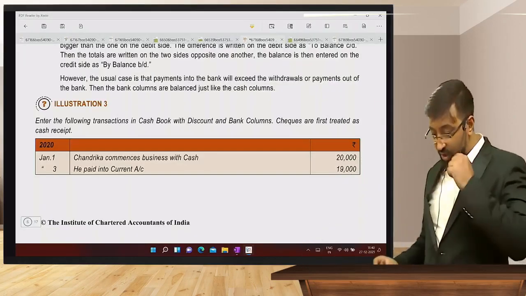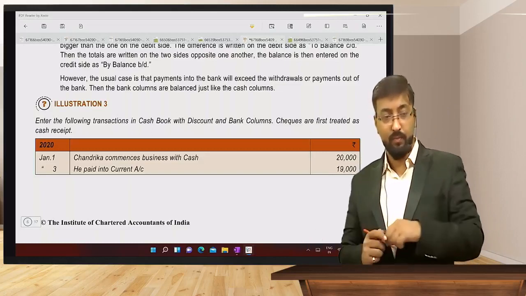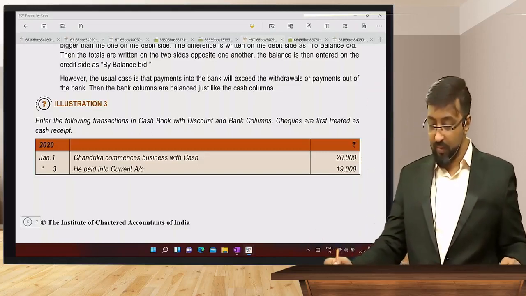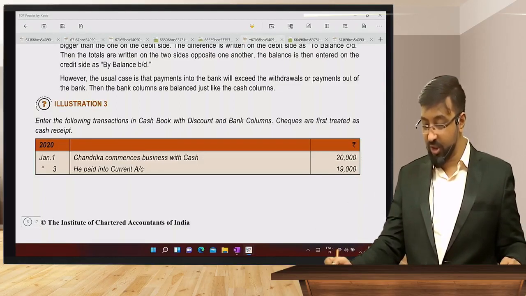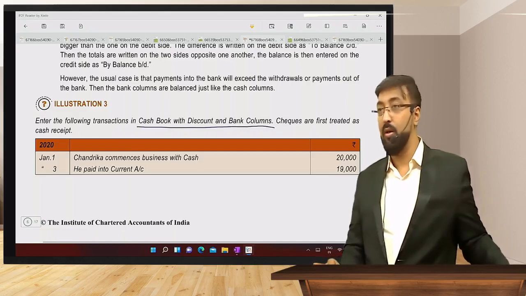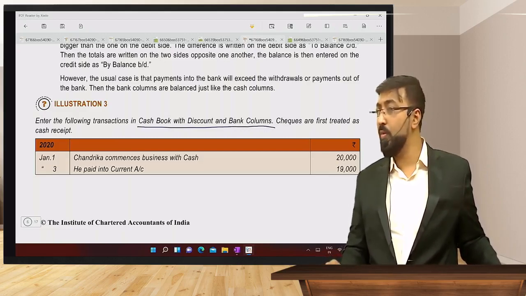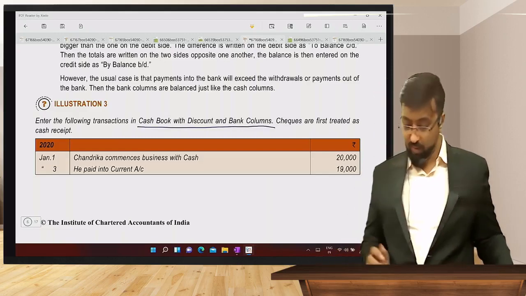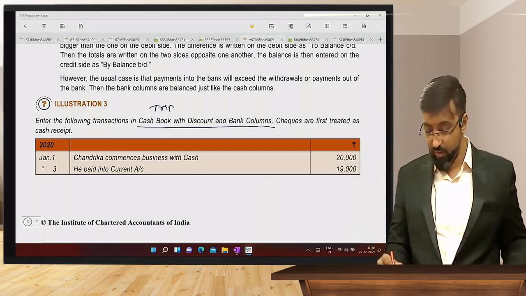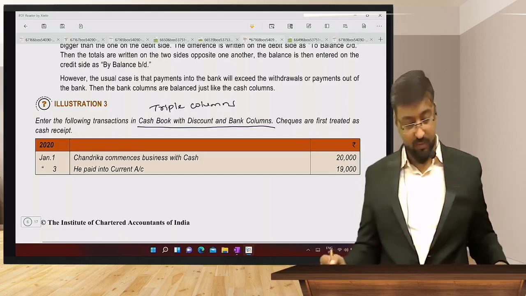Now come to illustration number 3. Enter the following transactions in cash book with discount and bank columns. So this cash book is of double column or triple column? Triple column. So write down three columns.